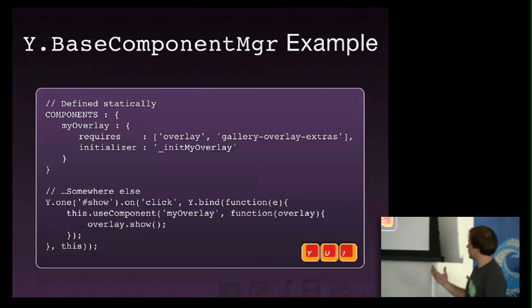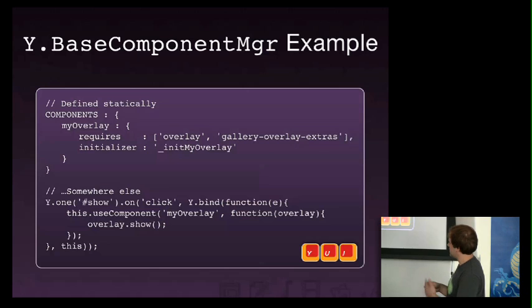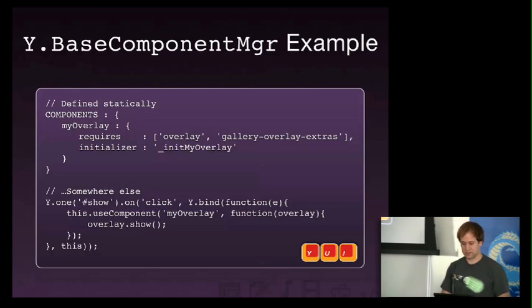And so the first time you would run this, it would have to go download the dependencies and call the initializer, but then subsequent times it would be just very fast because the instance is already there on the page.